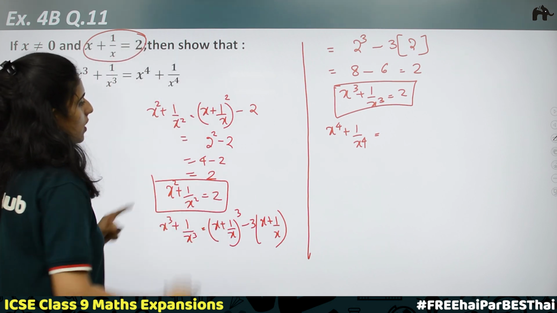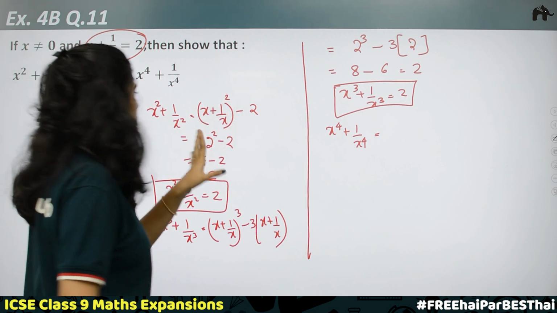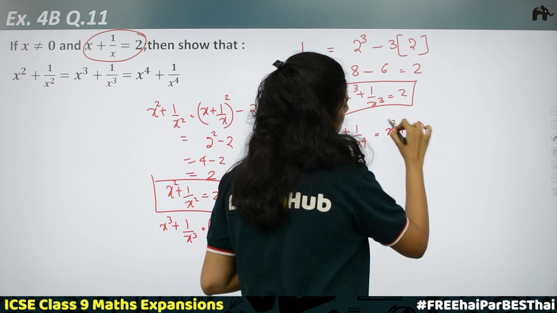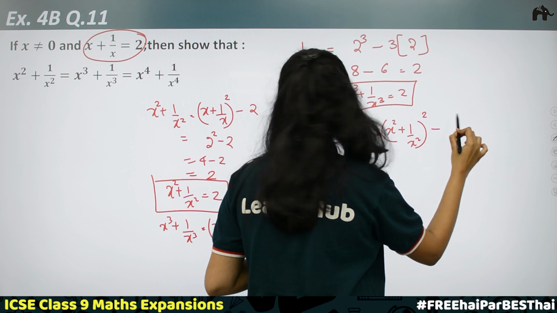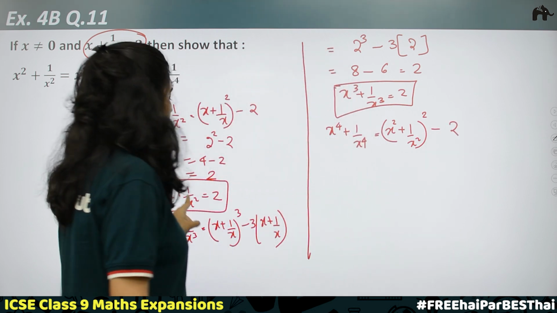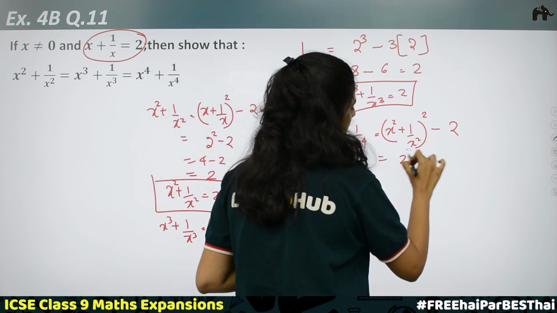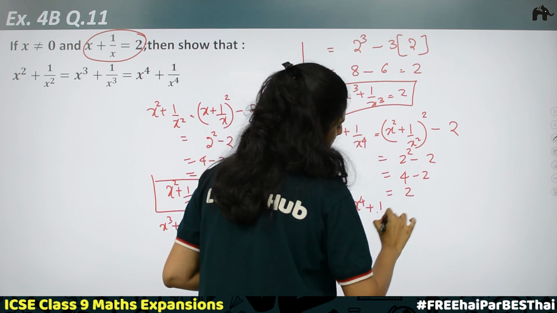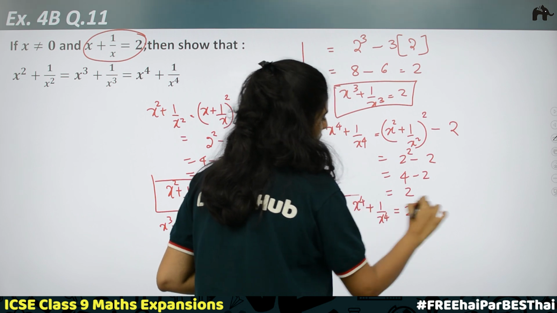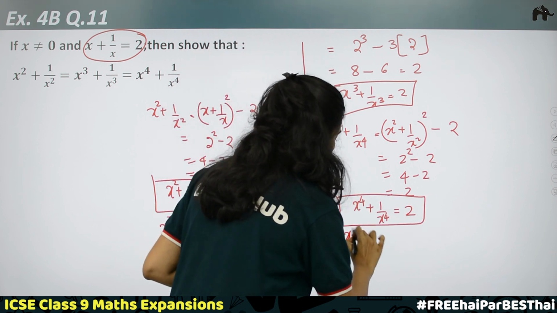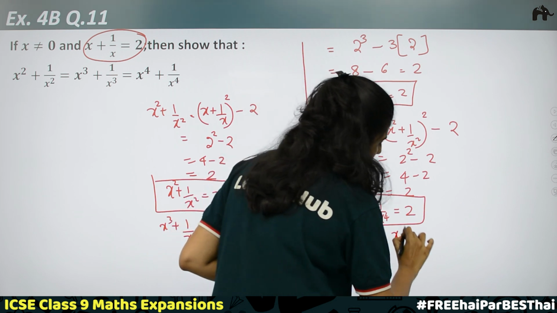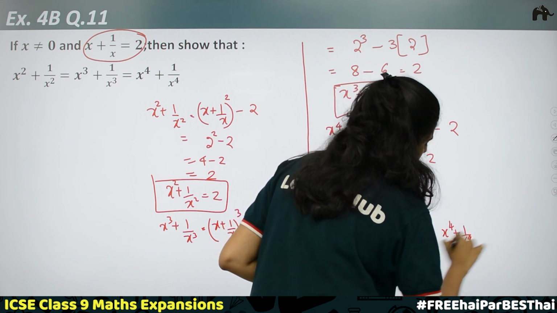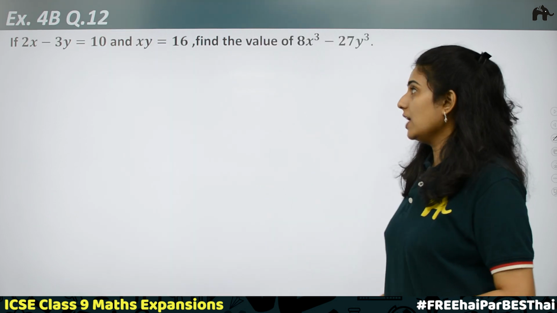If x square plus 1 by x square is equal to (x plus 1 by x) whole square minus 2, then x raised to 4 plus 1 by x raised to 4 will be equal to (x square plus 1 by x square) whole square minus 2. So, we have the value of x square plus 1 by x square, which is equal to 2. Therefore, 2 square minus 2, which is 4 minus 2, equal to 2. So, we got x raised to 4 plus 1 by x raised to 4 is also equal to 2. So, from all these three, we can write x square plus 1 by x square is equal to x cube plus 1 by x cube equal to x raised to 4 plus 1 by x raised to 4. Clear?